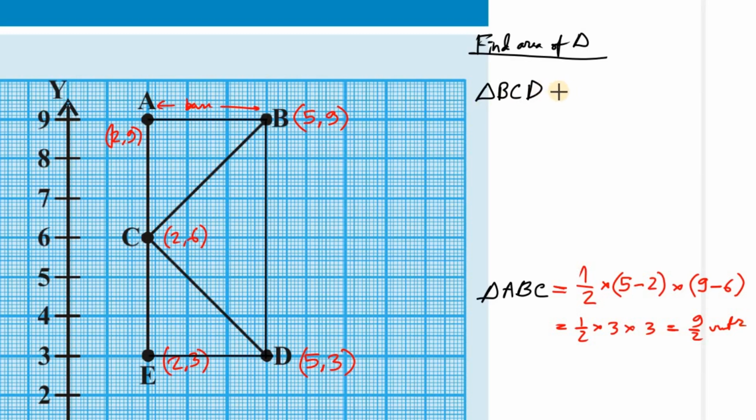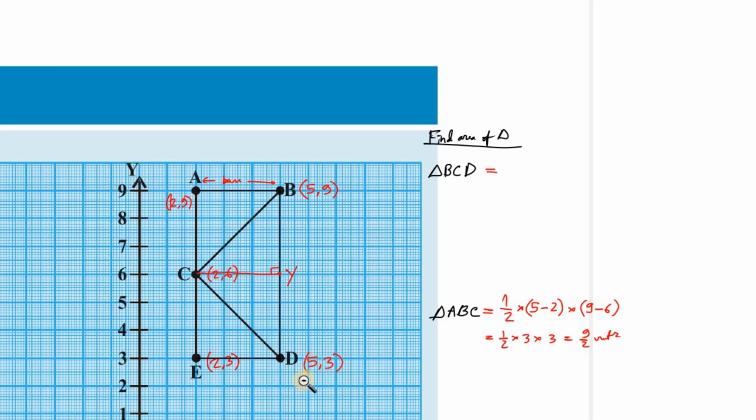Now this one is tricky. Probably we will be thinking triangle BCD, but see, this is also simple. So to find this, first let us try to find the perpendicular from this. Let us give it a name, say y. Now what's the coordinate of y? See, what is the x-axis? We have to zoom out first.